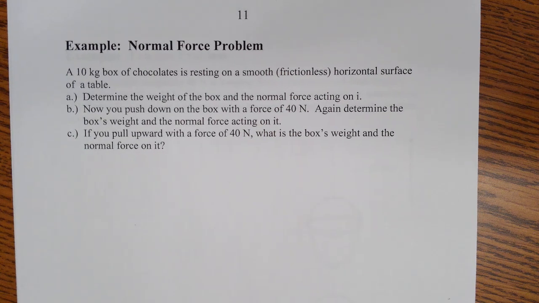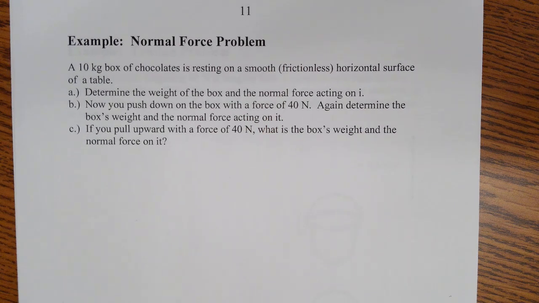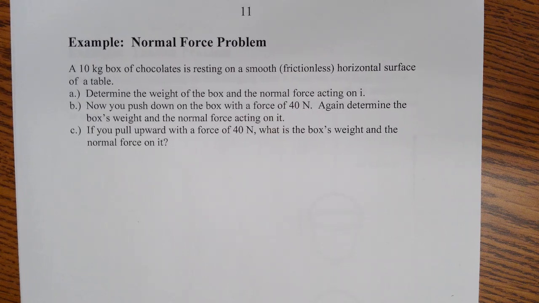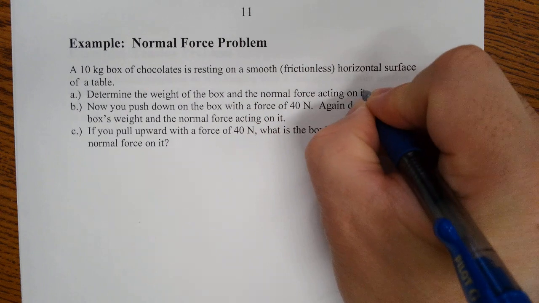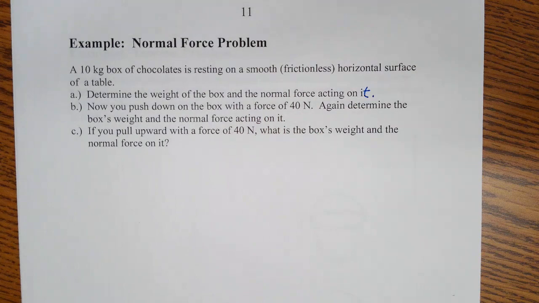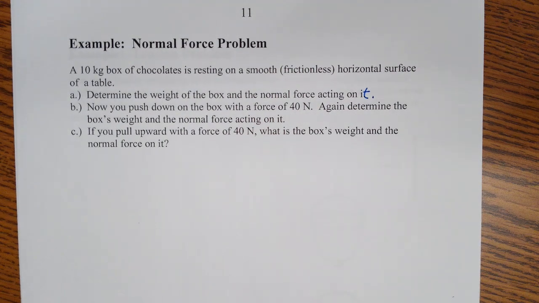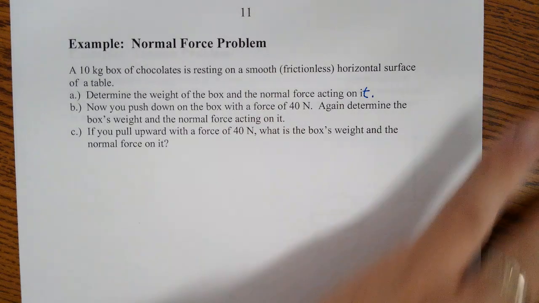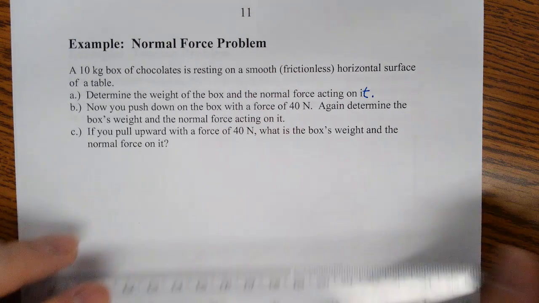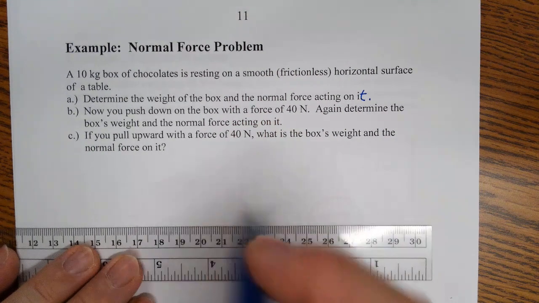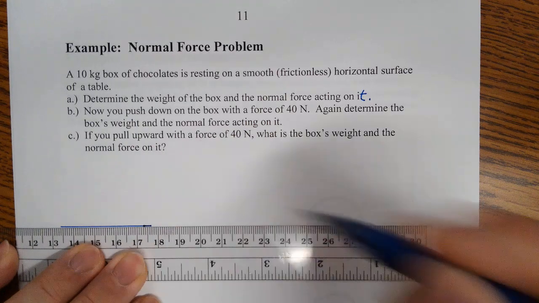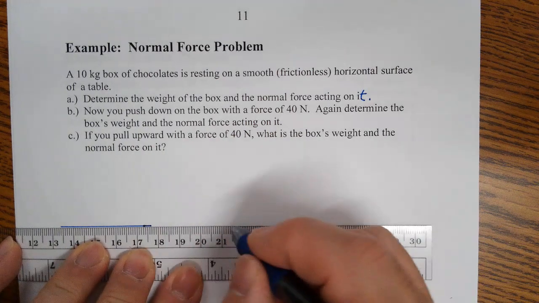So a 10 kilogram box of chocolate is resting on a smooth, frictionless horizontal surface of a table. Part A: determine the weight of the box and the normal force acting on it. That should be it. Okay. So for part A, if you were to think about a box of chocolate, I'm just going to draw the whole thing in there.